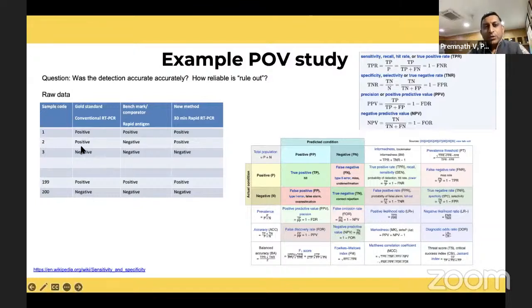For example, number two, the benchmark is showing negative, your method is showing positive, and therefore you'll be able to calculate a bunch of numbers which you can find online of how sensitivity and specificity is calculated. And without that number, your method will not be able to prove its value against alternative methods. So I think this is the quickest example I can give you.